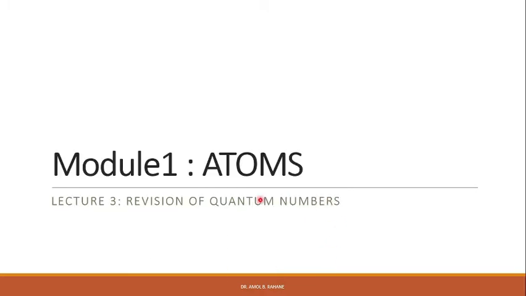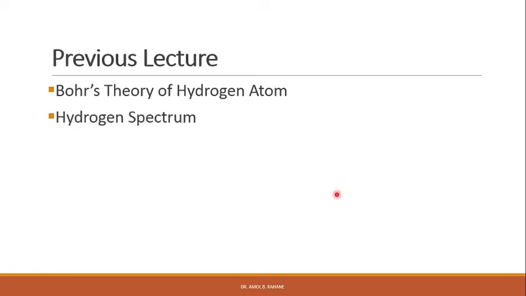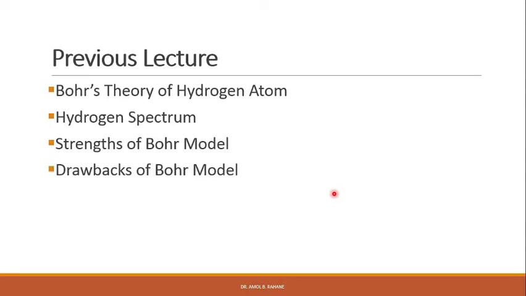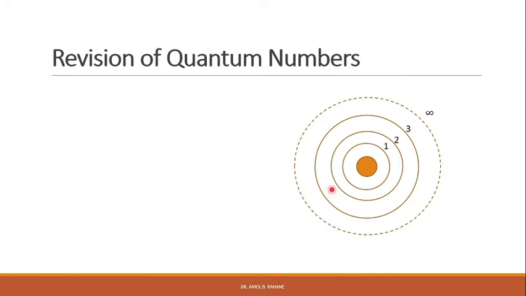So, we are studying our first module, Atoms. In this lecture, we are going to study the revision of quantum numbers. In the previous lecture, we studied Bohr's theory of the hydrogen atom and the hydrogen atom spectrum. We have also studied the strengths and drawbacks of the Bohr model. So, let us study the revision of quantum numbers.